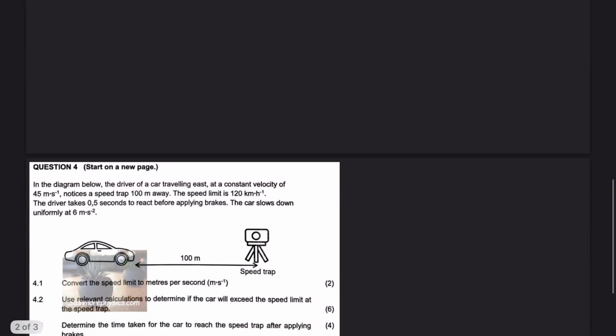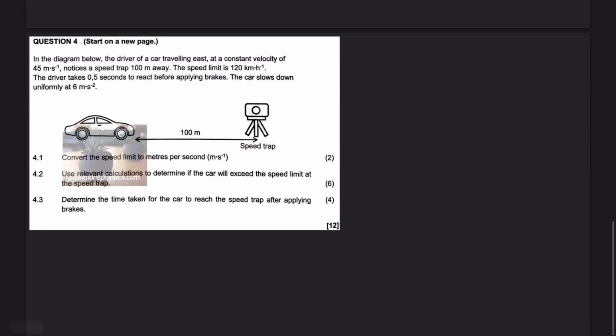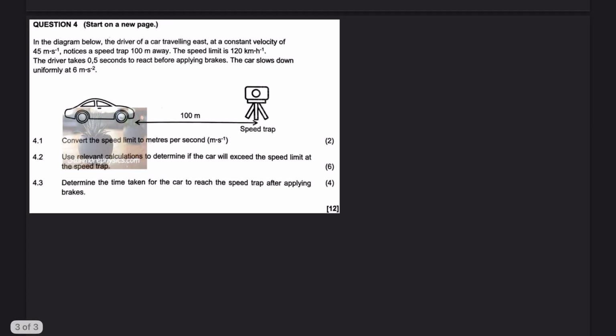Okay, let's move on. Question number 4. In the diagram below, the driver of a car traveling east at a constant velocity of 45 meters per second notices a speed trap 100 meters away. The speed limit is 120 kilometers per hour. The driver takes 0.5 seconds to react before applying brakes. The car slows down uniformly at 6 meters per second squared.